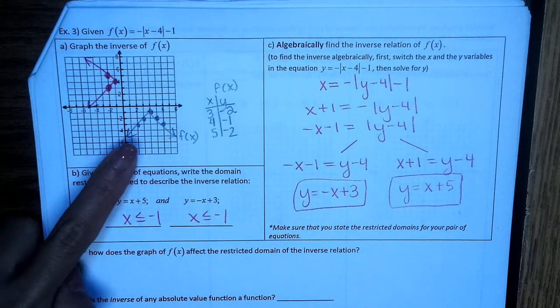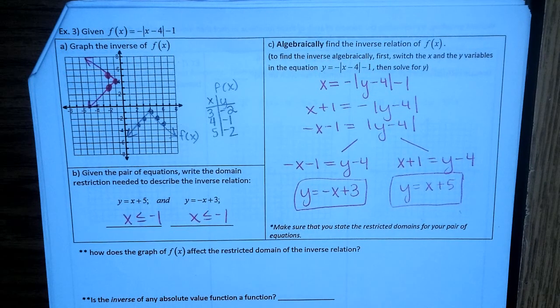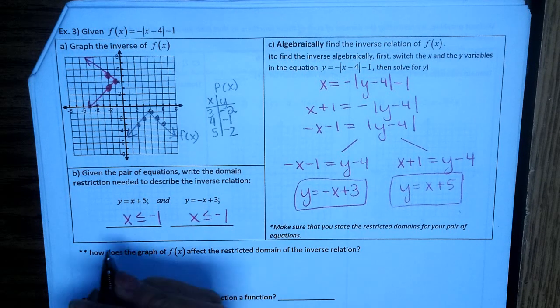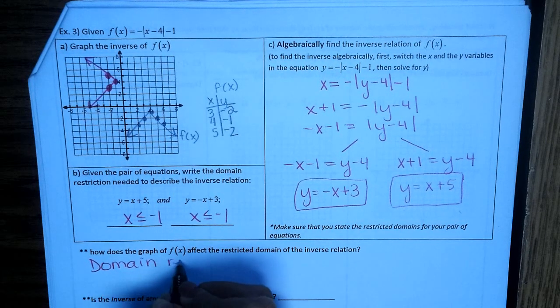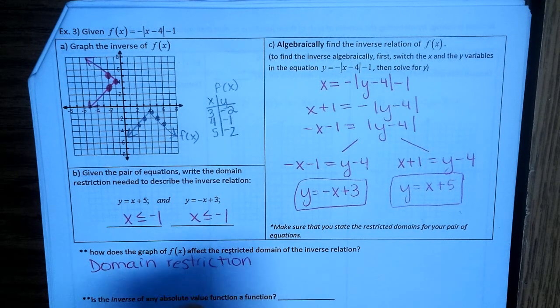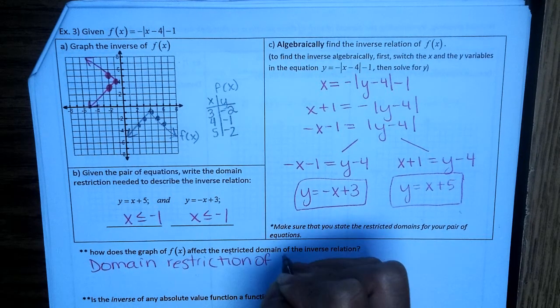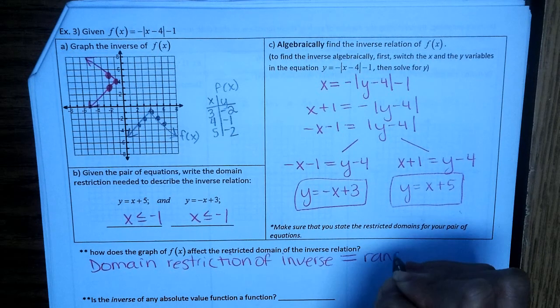How does the graph of f of x affect the domain restriction of the inverse? You're going to have to know this by heart, but let me write it down. The domain restriction of the inverse. Let me write it down, and I'll say it like 10 times. Domain restriction of inverse equals range of f of x.